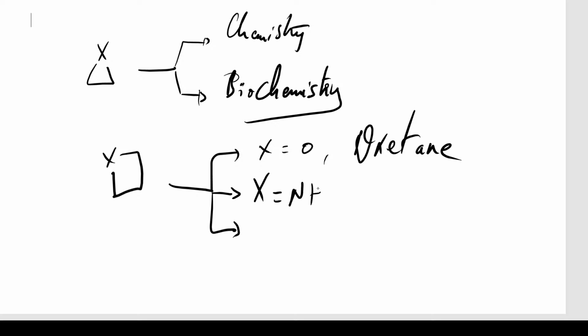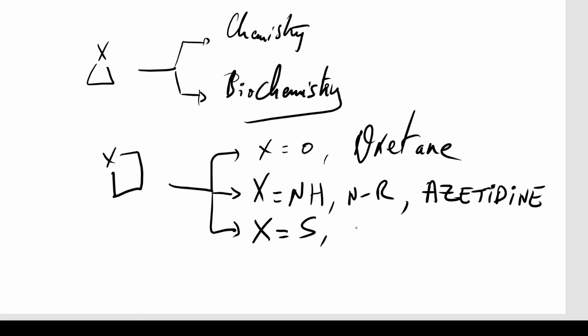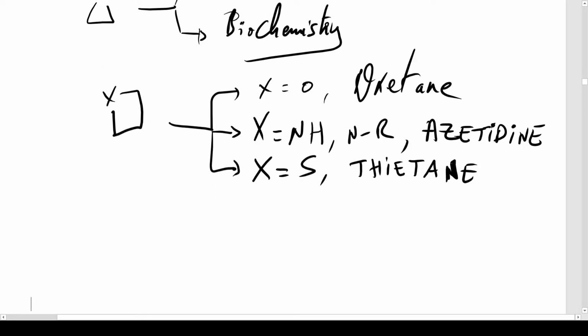Keep going. One is NH and R. Its name is azetidine. And the sulfur one is thietane. Oxetane, azetidine, thietane: when it's sulfide, thietane. When it's nitrogen, azetidine. When it's oxygen, it's oxetane. So let's start with the oxetane.